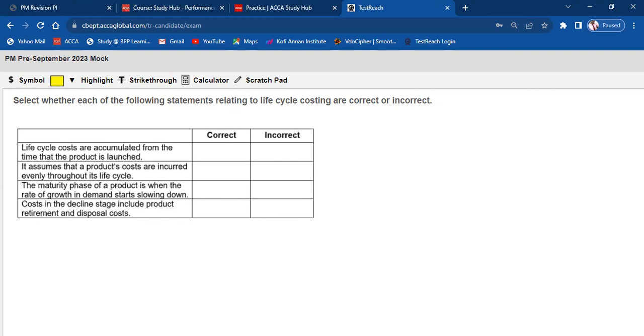The first one is incorrect. Life cycle costs are accumulated from the time that the product is launched. No, in fact, they are accumulated from the time of conceiving the product. By the time the product is launched, we've already done even research and development, all of that. So life cycle cost is not accumulated from the time that the product is launched. Before then, so you are right to say incorrect. Yep.